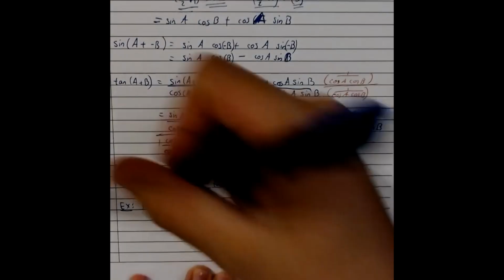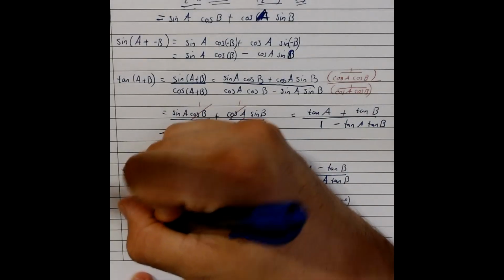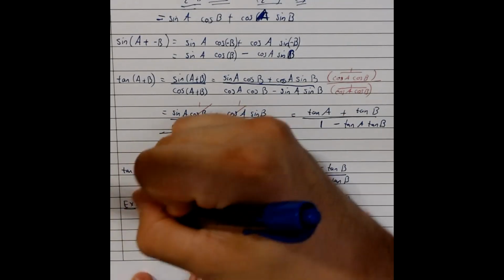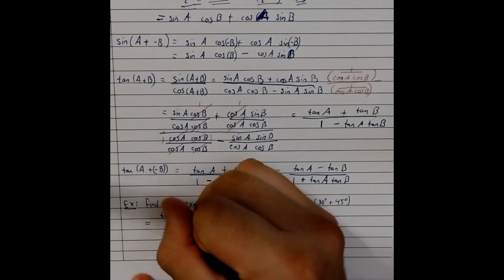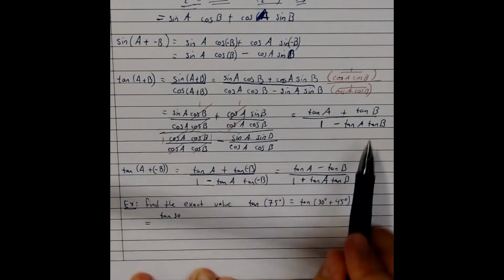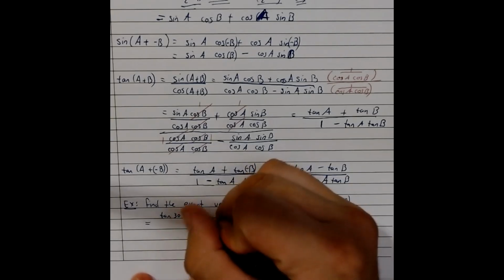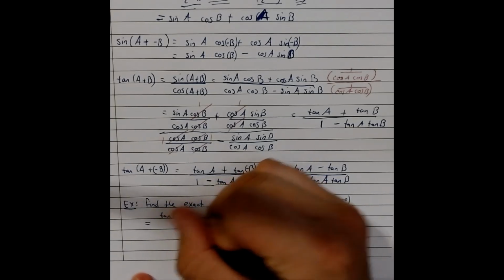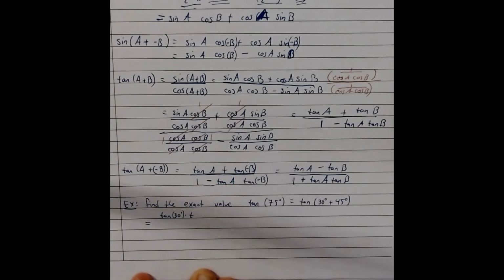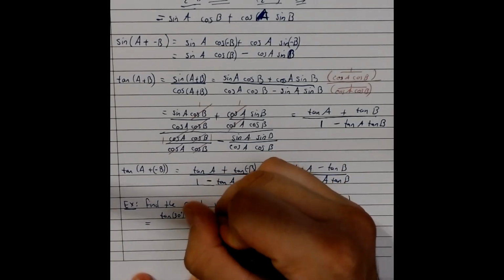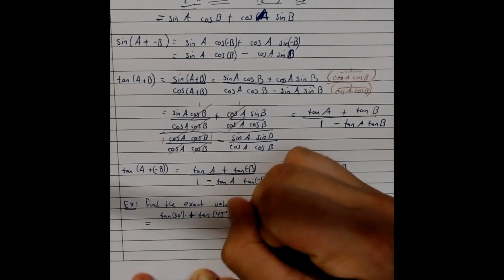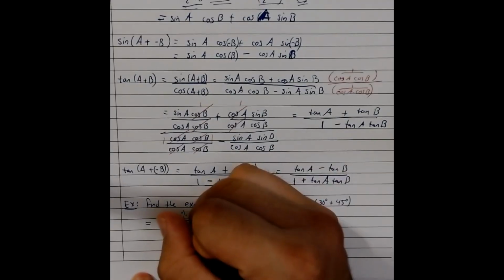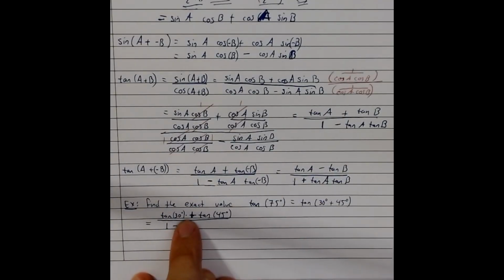So let's go ahead and do that. That's going to equal, we want, again, the tangent of A, so tangent of 30, plus the tangent of B, so that'll be the tangent of 45, and again, these are all in degrees, over 1 minus tangent of 30 times tangent of 45.